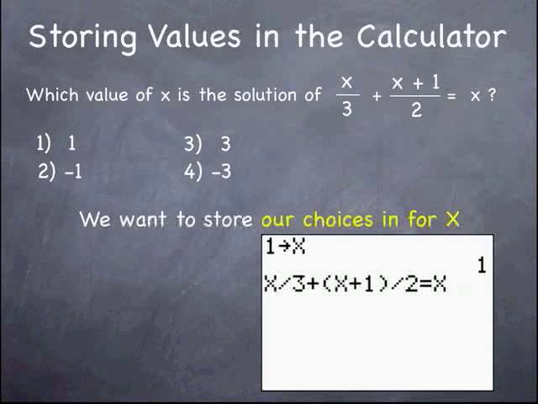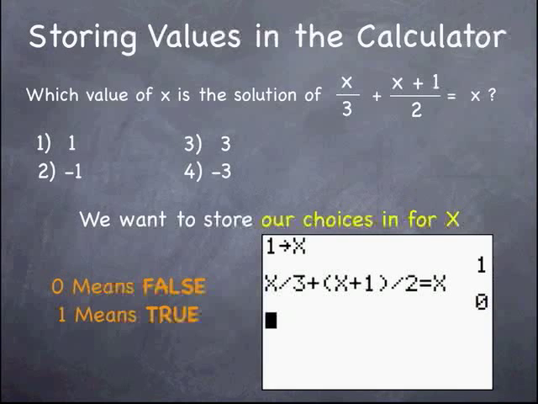Now what the calculator is going to do is it's going to substitute 1 in every place it sees x. And when I hit enter, I get 0. Now if we think about this for a second, we have an equation. The 0 does not mean that the equation equals 0. What the calculator is telling us is that when it shows a 0, that means the equation is false. When it shows a 1, that means the equation is true. So what the calculator is trying to say is that when you plug in a 1 for x, this equation is false. Therefore, we know that choice 1 is not the answer.